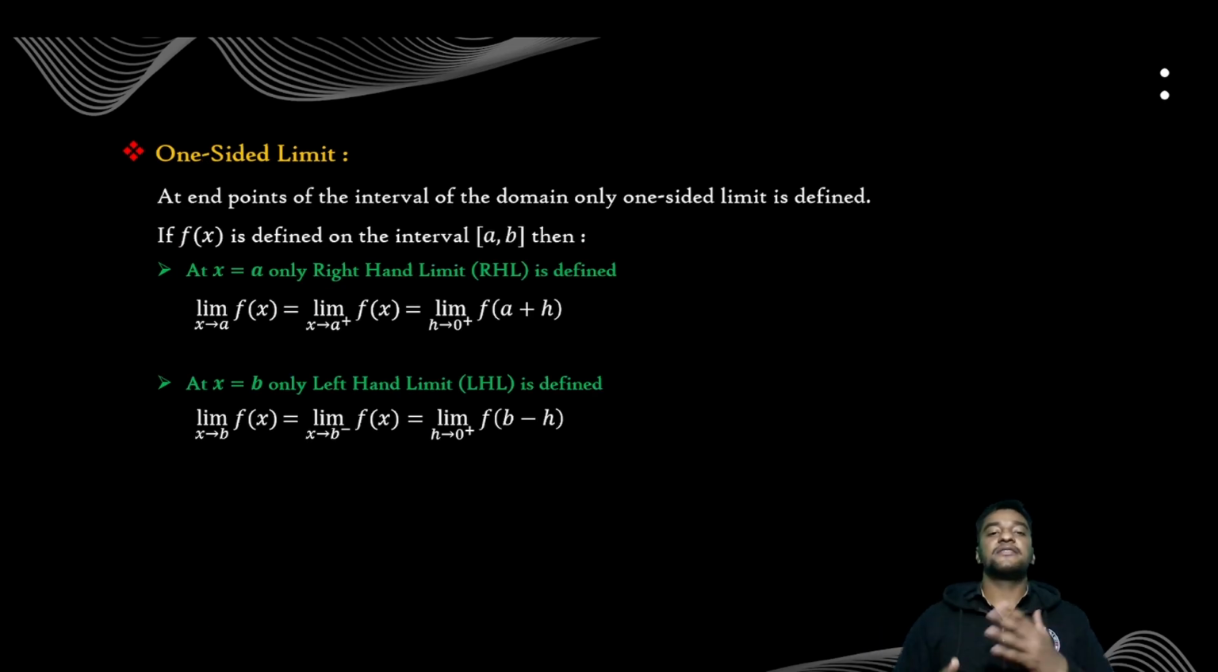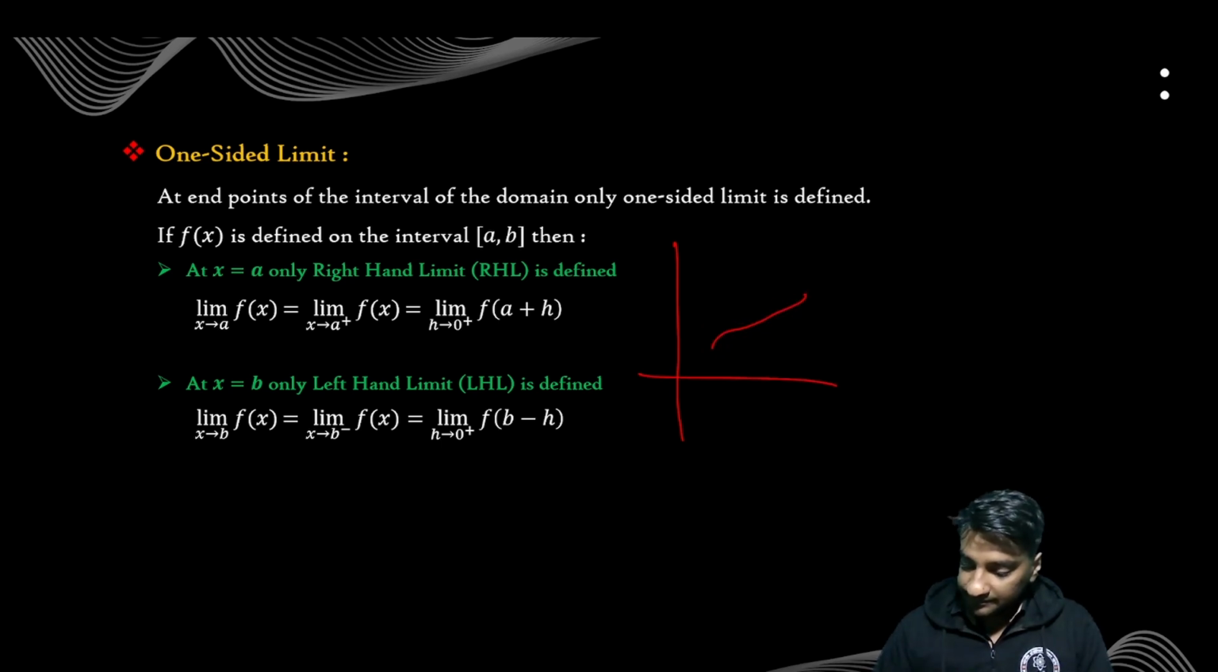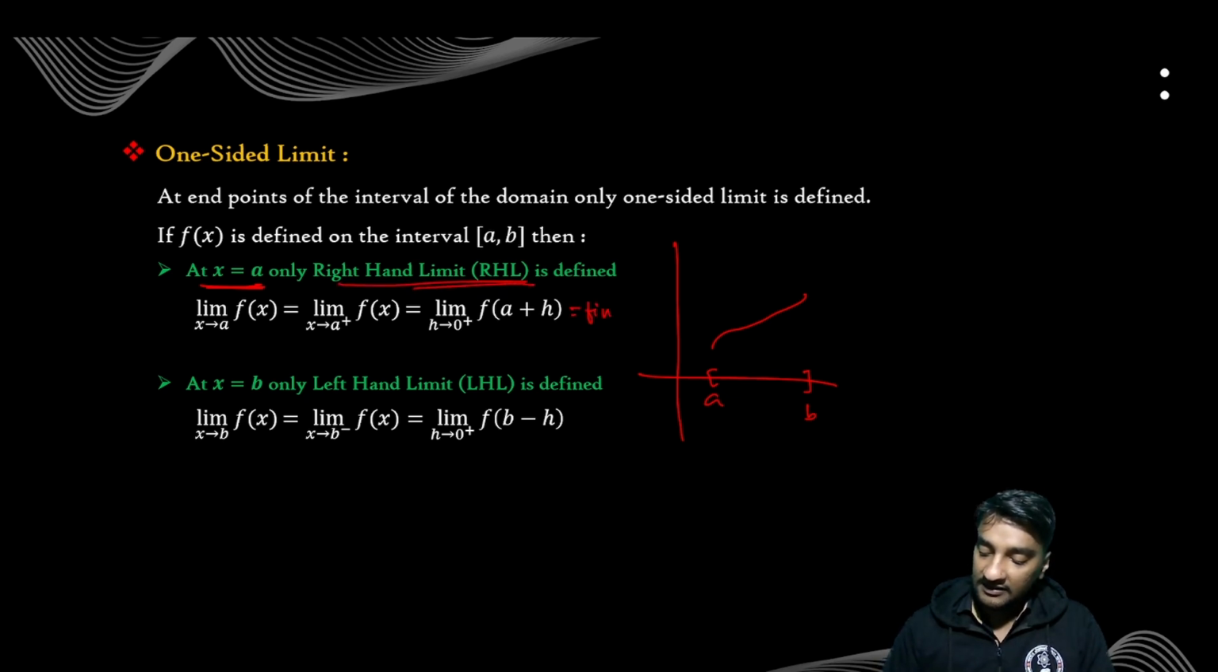Okay, next we have one-sided limit. Suppose our function is defined this way. This is the interval a to b, and if we need to calculate the limit at x equal to a, then in that case we calculate the right hand limit only, and we check that if it is finite, then we say that the limit exists, because at a the function is defined only on the right hand side, right? The function is not defined on the left hand side. Therefore, we calculate only the right hand limit, and if that limit is finite, then we say that the limit exists at that particular point.